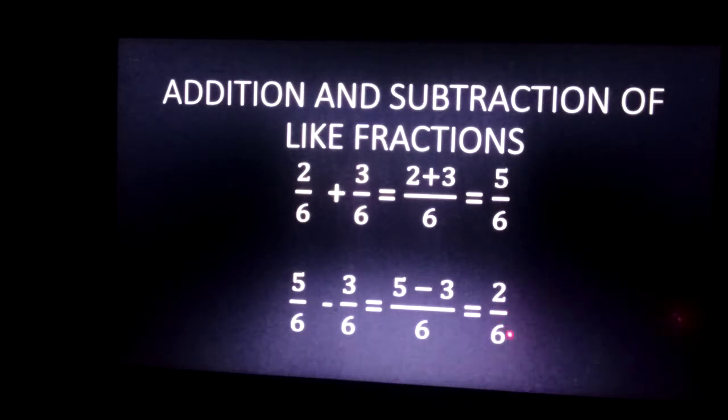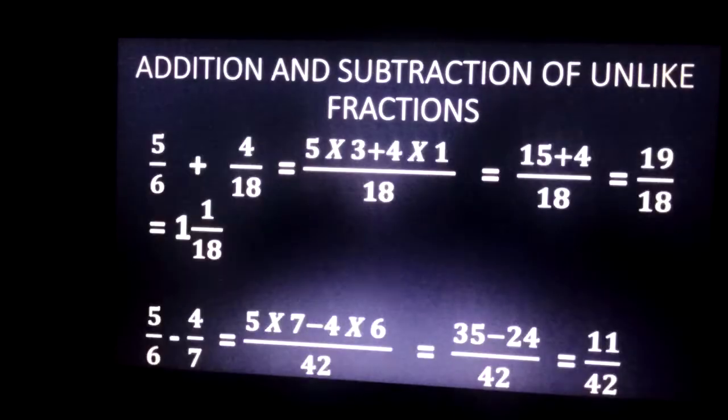Now 2 by 6 can also be reduced to the lowest term. Both can be divided by 2 and it will become 1 by 3. Now addition and subtraction of unlike fractions. You'll be able to solve this kind of sum only if you have an idea of how to calculate the LCM. In my other video I've already explained how to calculate the LCM of two numbers.